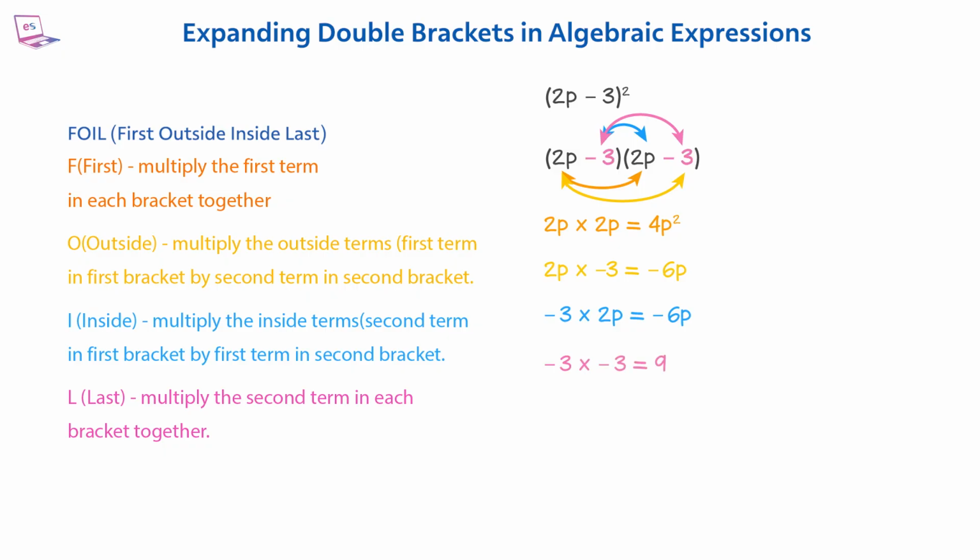Now, let's write all the terms together: 4p squared minus 6p minus 6p plus 9. Here, if we combine the like terms, minus 6p minus 6p, it will be minus 12p. The simplified expression of (2p − 3) whole squared equals 4p squared minus 12p plus 9.